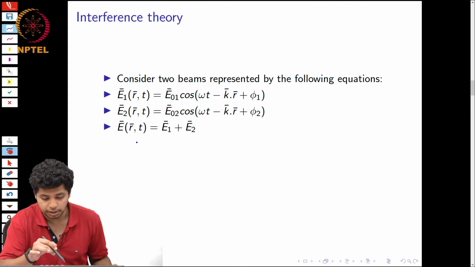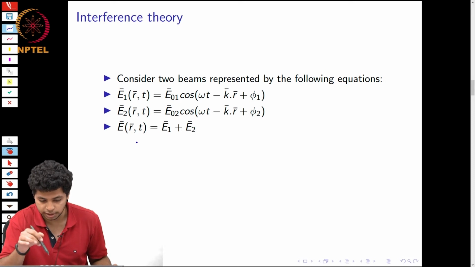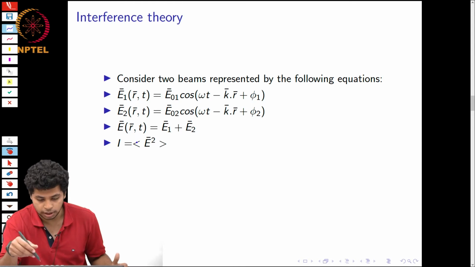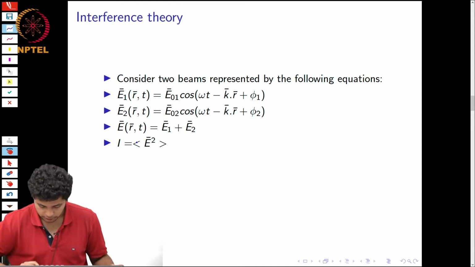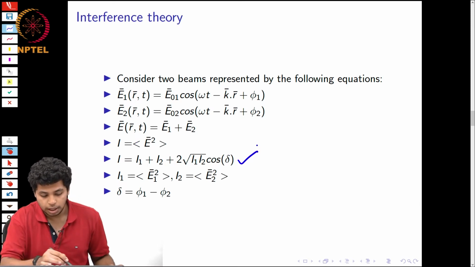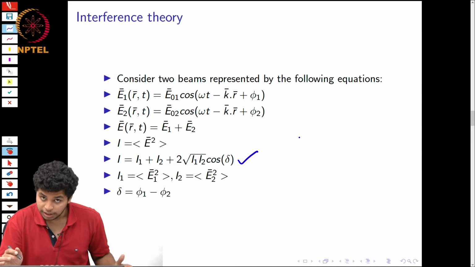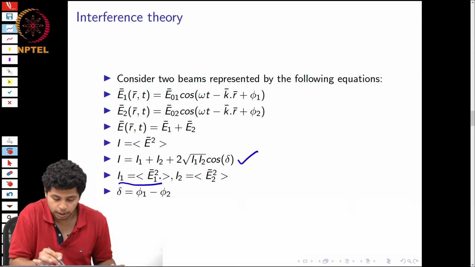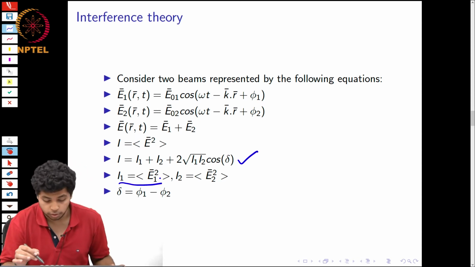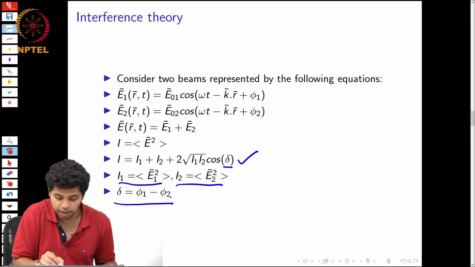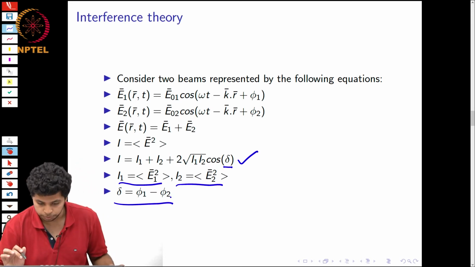Interference is basically the sum of both of these electric fields at a screen. Now, intensity is the square of the electric field amplitude, as we all know. Then the interference equation is this one. I is the total intensity, I1 is the intensity for beam 1, which is E1 squared, I2 is the intensity for beam 2, which is E2 squared, and then there is a term delta in this equation, which is basically the difference between the initial phase of beam 1 and beam 2.